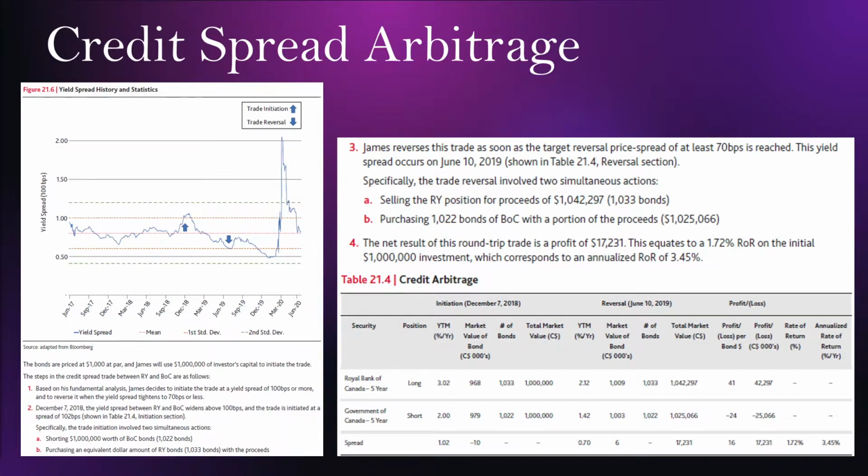since it is sort of overpriced at the initiation point. And with the proceeds, we'll purchase the equivalent amount of RBC bonds. And once we reach the one standard deviation below, or the trade reversal point, we can just reverse it by selling the RBC bonds and purchasing back the Bank of Canada bonds that we did short, and there will be a profit there.